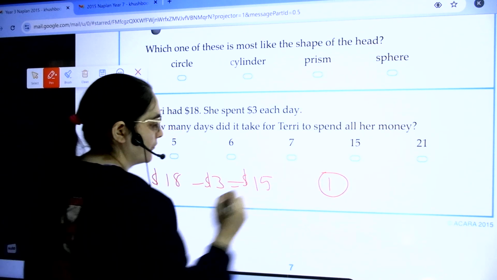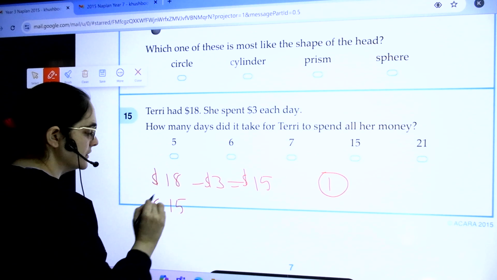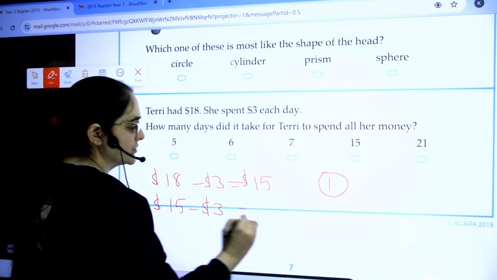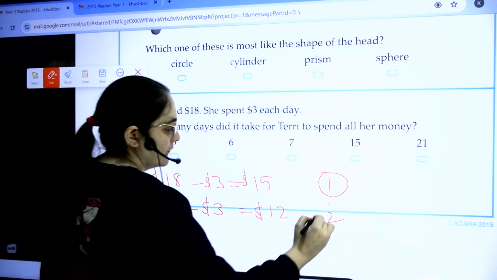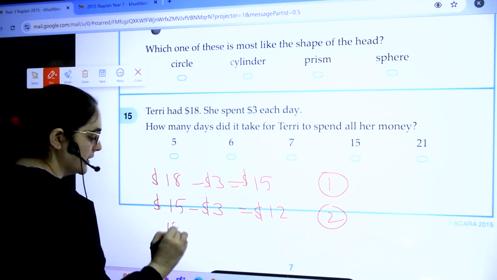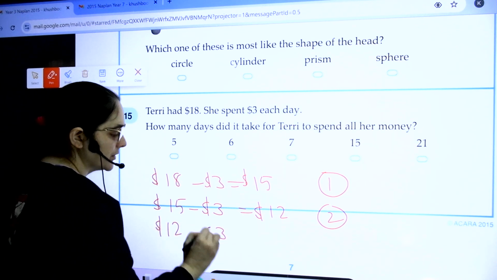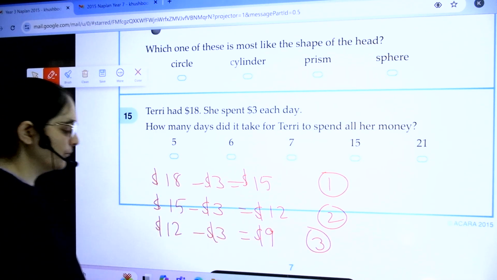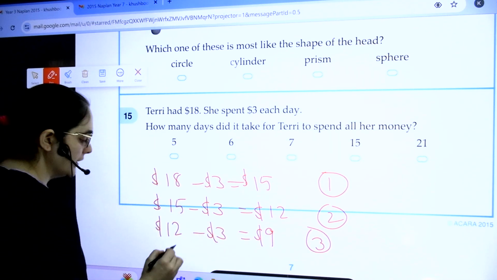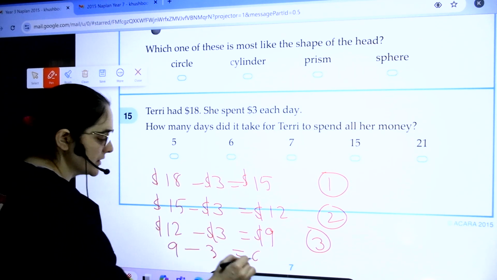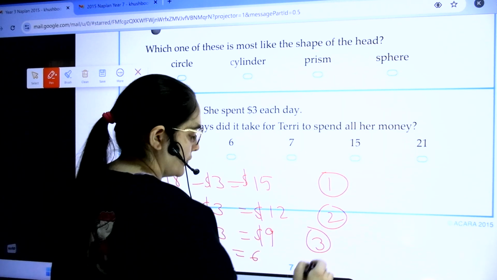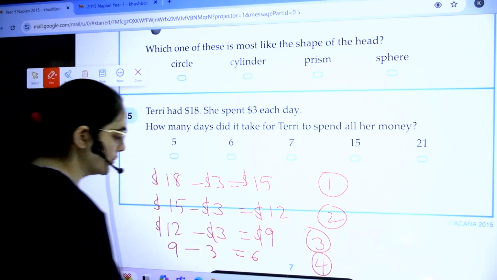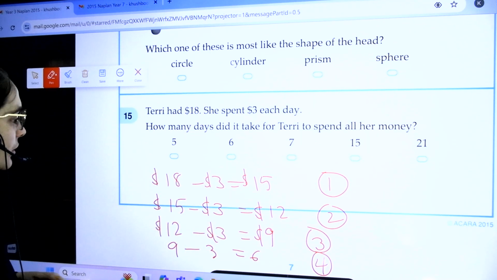So 1 day. Then out of $15, she spent another $3. That should be $12, which makes it 2 days. Then out of $12, she spent another $3. She was left with $9. 3 days. Getting? Then out of 9, she must have spent 3 more, which is 6. Then that makes it 4 days. Then out of 6, she must have spent another $3.